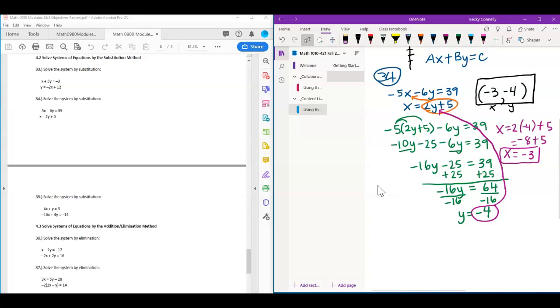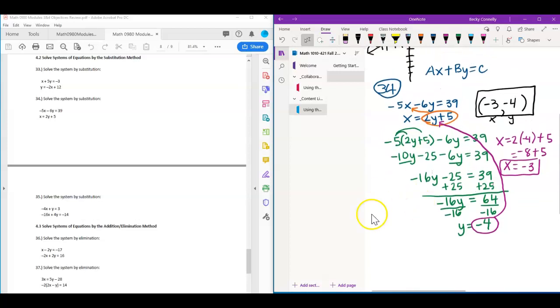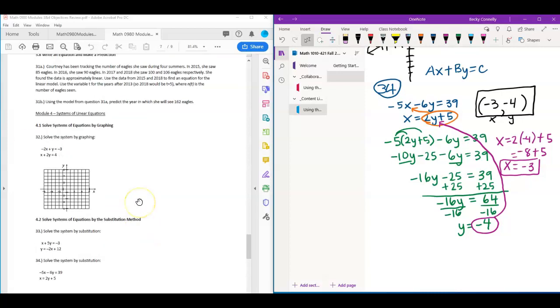Okay, having a request for number 19. Okay, and on the same review, number 19. Is that correct? All right, so number 19, correct me if this isn't the one you wanted.